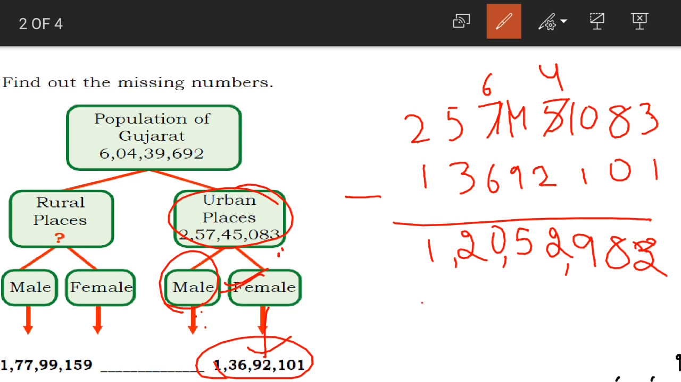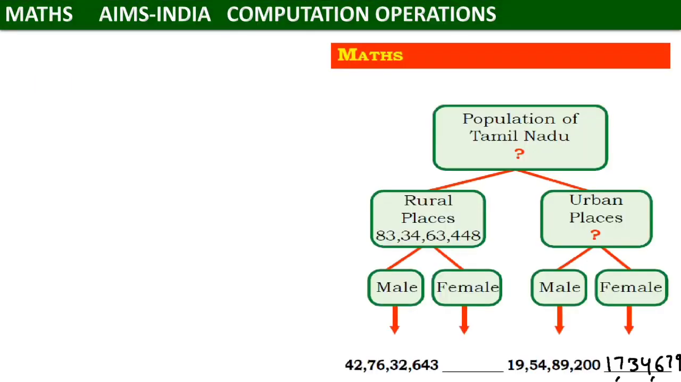Now what is this, children? 1 crore 20 lakhs 52,982. This is the number of males living in the urban places of Gujarat. Clear, children? How did we solve this? Yes, I hope this was clear.